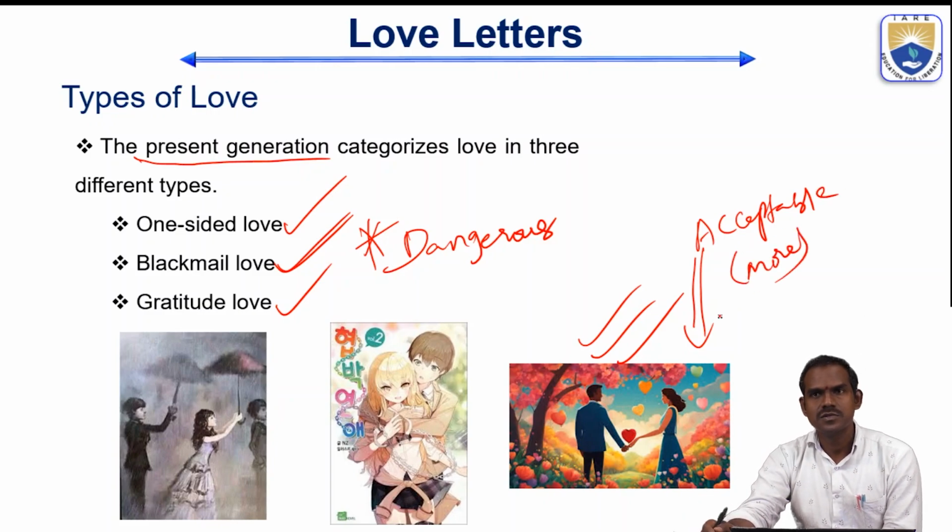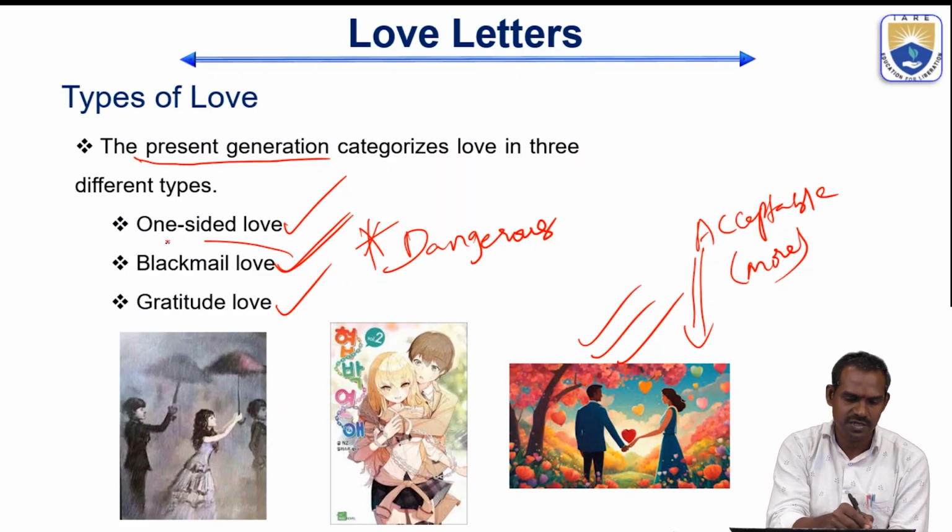So in the present generation, there are three types of love. One-sided love, love from only one gender type, either from male or from female. And the second type is blackmail love. Here also the love is from one side, but one gender forces the other gender to love without willingness. So this is a lack of gender equality.